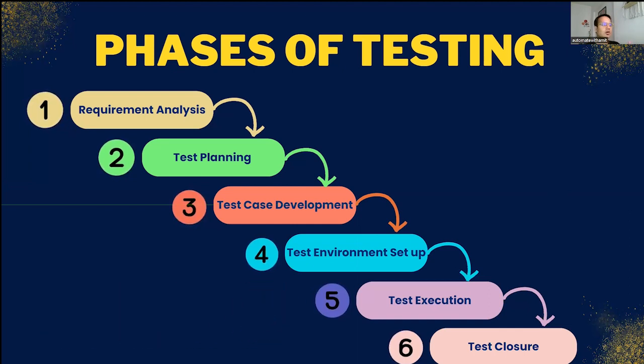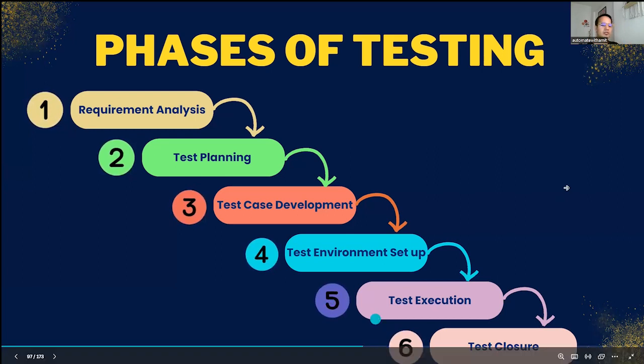Okay, so these are all the 6 phases in which any particular software is tested, and this is called the software testing life cycle. The first phase is requirement analysis, the second phase is test planning, the third phase is test case development, the fourth phase is test environment setup, the fifth phase is test execution, and the sixth phase is test closure.